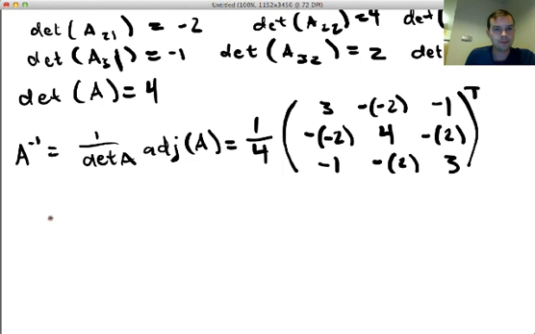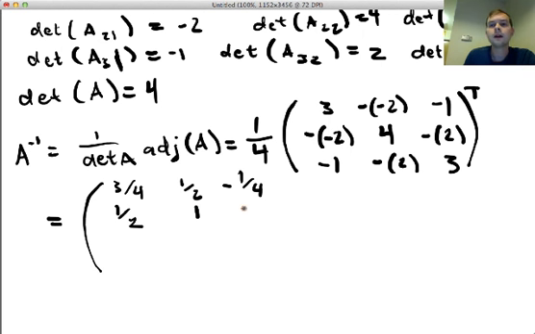Ultimately, that's equal to 3/4, 1/2, minus 1/4, 1/2, 1, minus 1/2, minus 1/4, minus 1/2, 3/4 transposed.